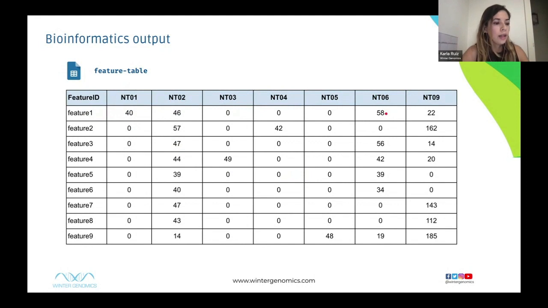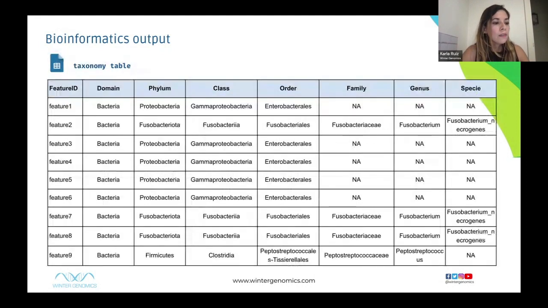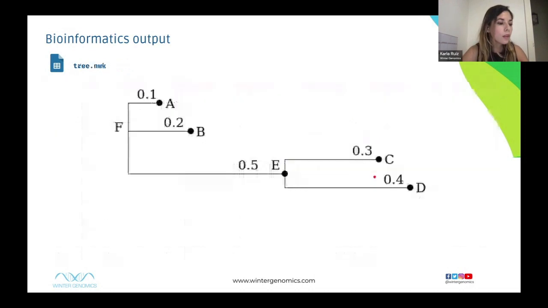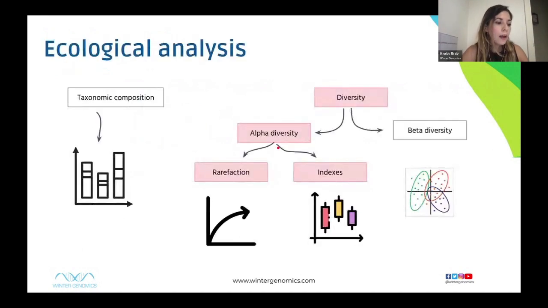Another important file is the taxonomy table. As its name says, it has the taxonomic classification of each feature. It will start from the domains until the species, but just be aware that in some cases you are going to find not available data for some features. And finally, the last file is the phylogenetic tree, in which the nodes represent each feature. With all this information, we can move into the ecological analysis.